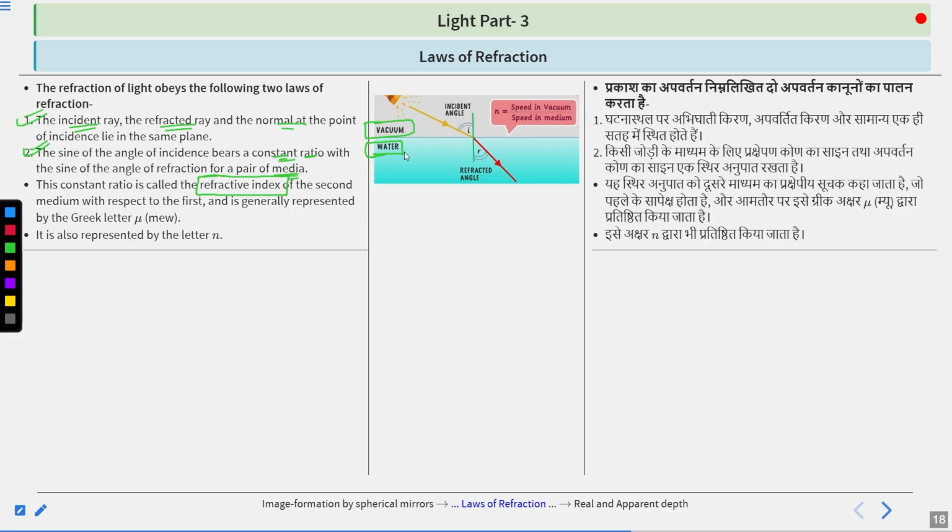For example, here is water. If glass is there, then it would be glass. This is represented by the Greek letter mu, and we could also use n to represent it. So there is nothing to get confused about whether we should use mu or n. We could use both.